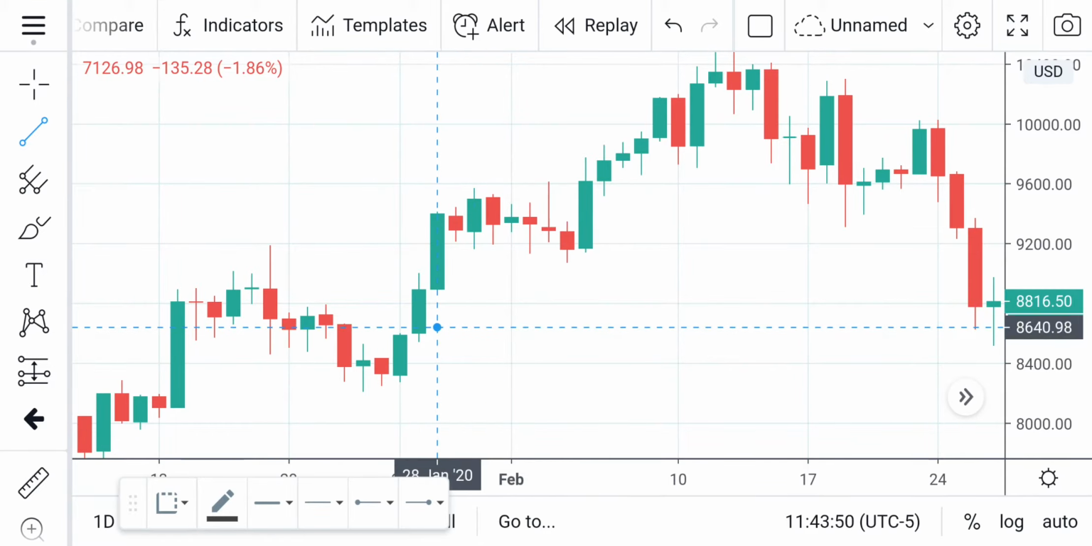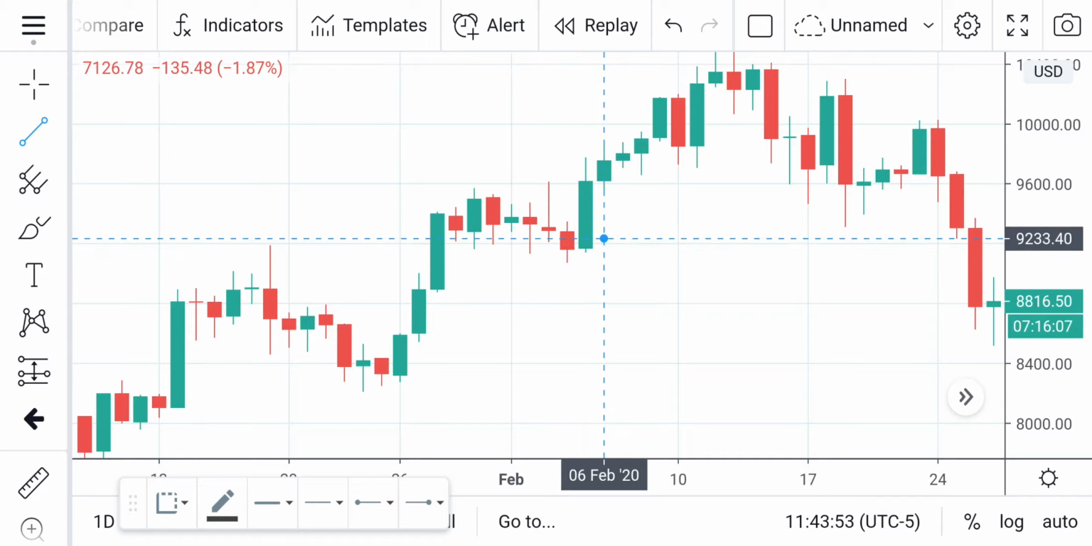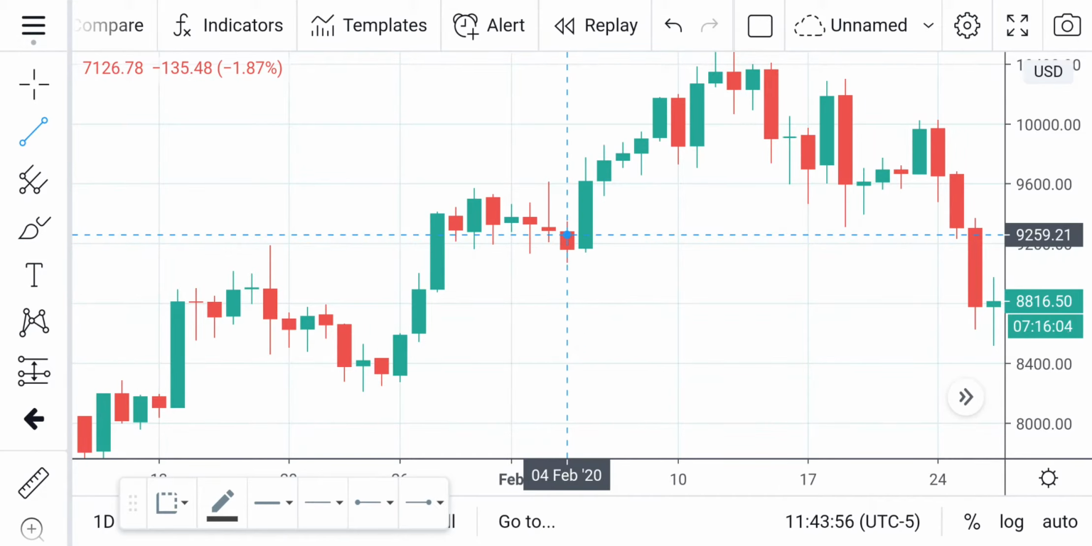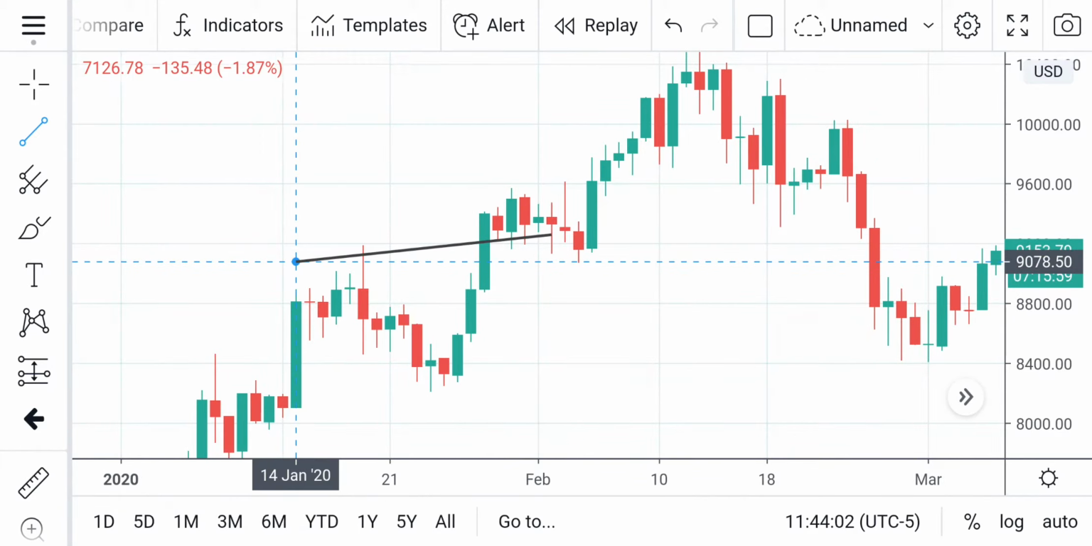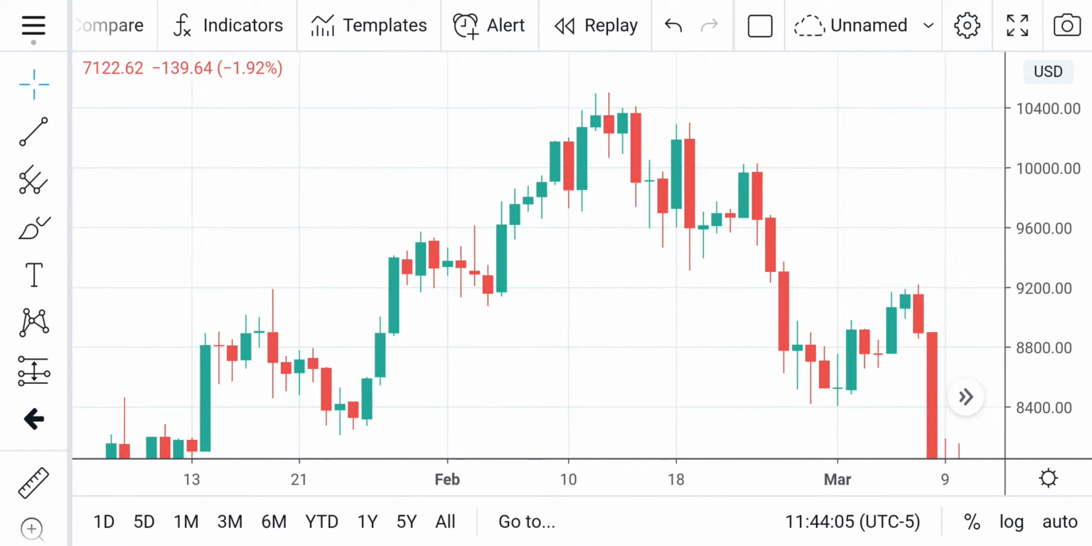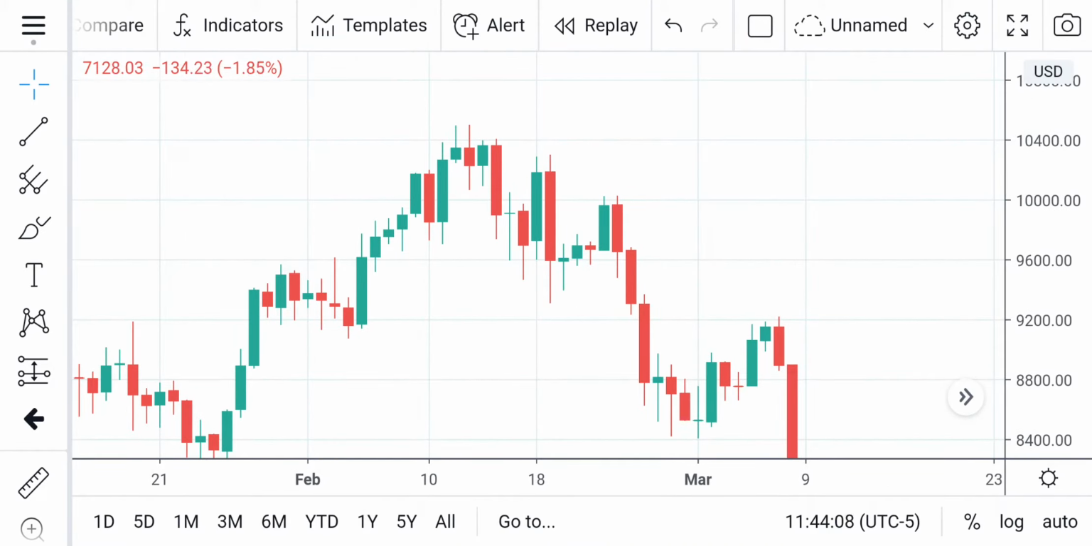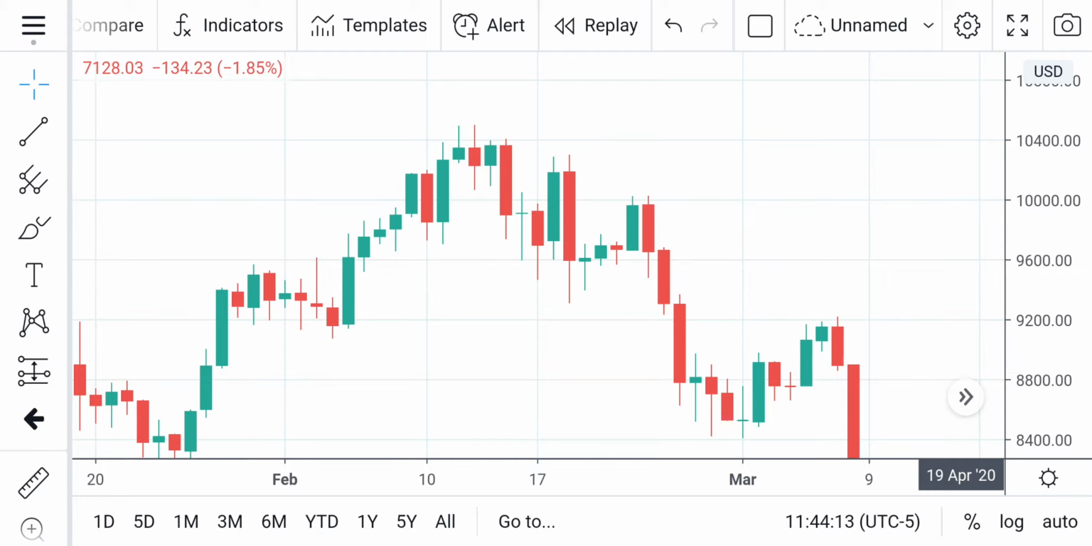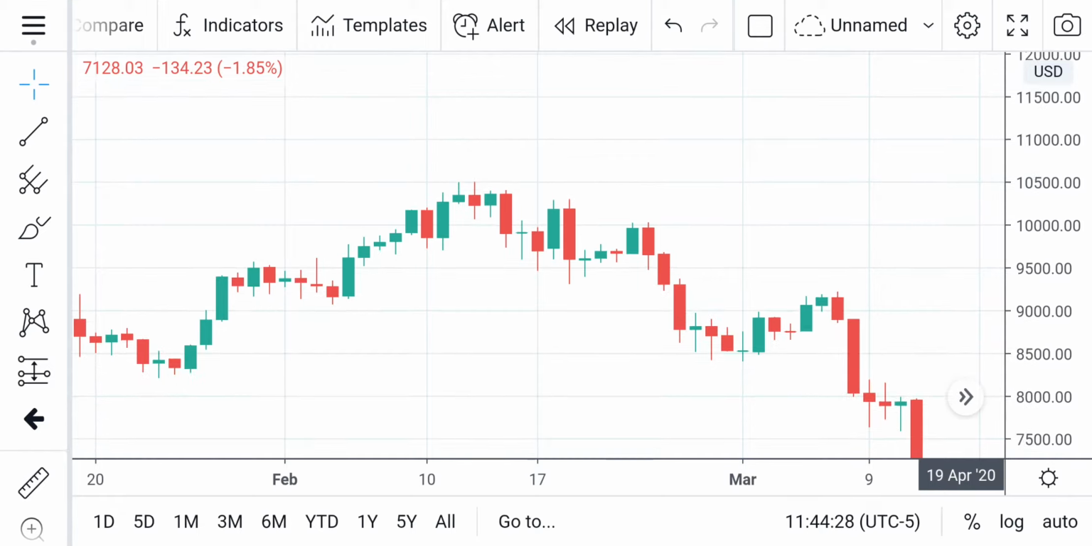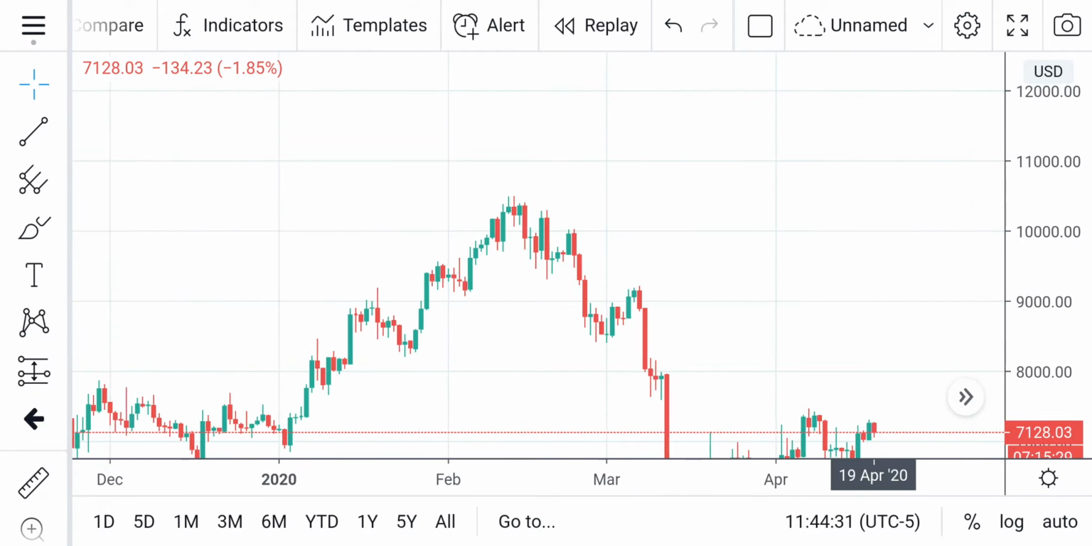And also we have, so which other one? We have the shooting star and hammer. We have the shooting stars, hammers and all that. I believe you all know about that. So I'm just going to jump into how to draw your support and resistance.